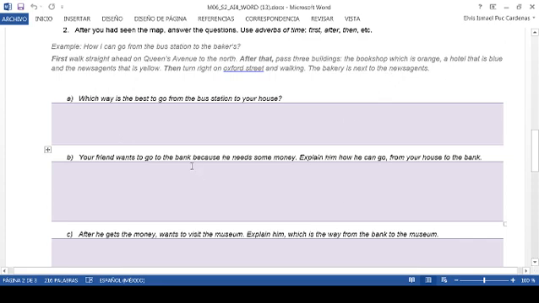Your friend wants to go to the bank because he needs some money. Explain him how he can go from your house to the bank. Aquí tu amigo quiere ir al banco. Tú le tienes que dar las instrucciones para llegar al banco desde tu casa, de acuerdo con el mapa. Vaya sobre la calle tal, doble en la izquierda de la calle tal, y el banco está al lado de tal edificio. Eso van a hacer, jóvenes.